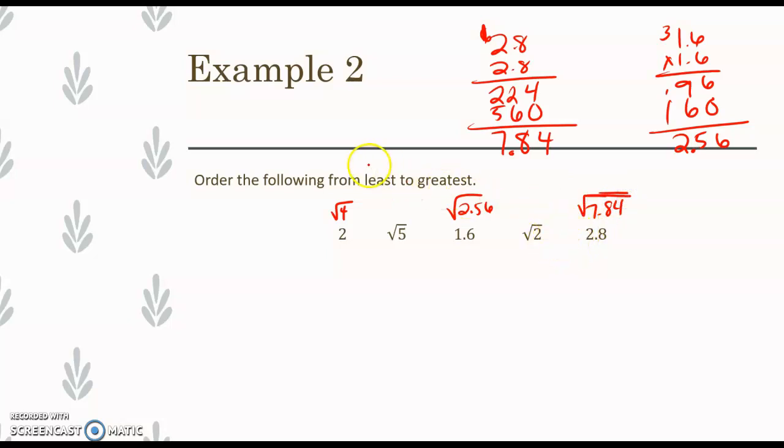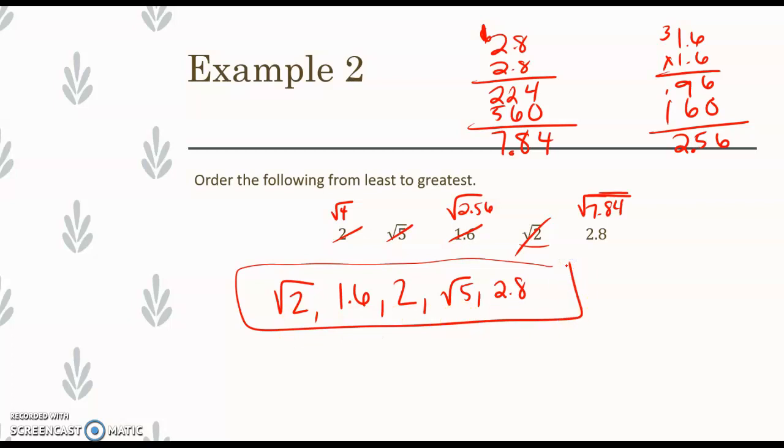From here, I want from least, so I'm going to look for the smallest. Here's 4, 5, 2.56, 2, and 7.84. So the square root of 2 is my smallest. I've used that one, so I'm going to cross it out so I know not to use it again. My next one is going to be the square root of 2.56, which is 1.6. After 2.56, I want the square root of 4, which is 2. And after 4 would come 5, so the square root of 5. And then finally my last is the square root of 7.84, which is 2.8. And that's it.